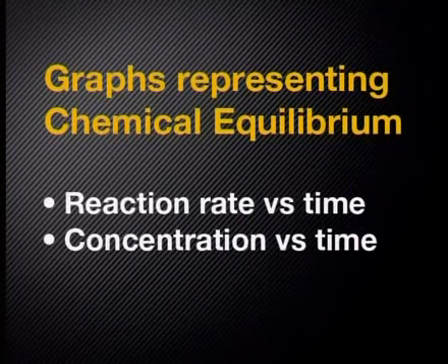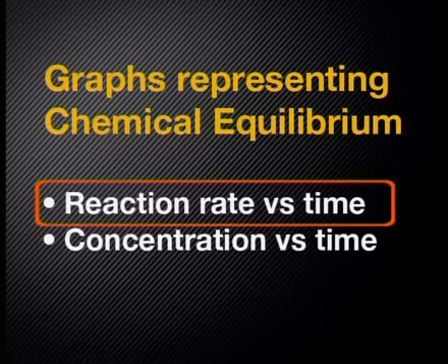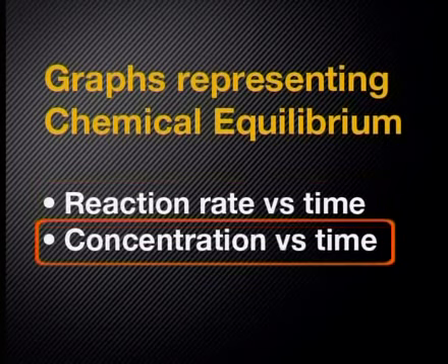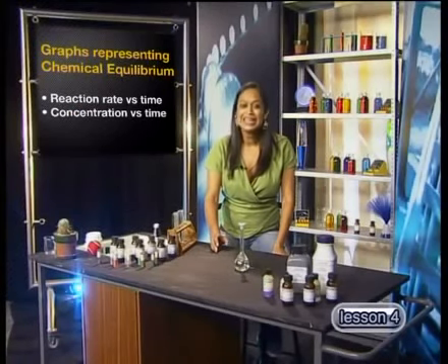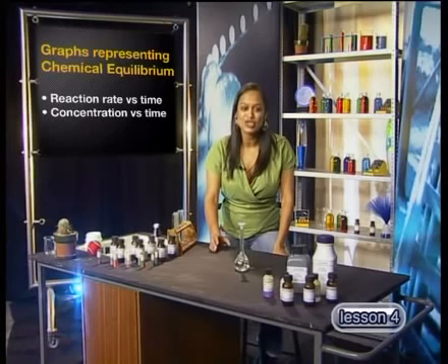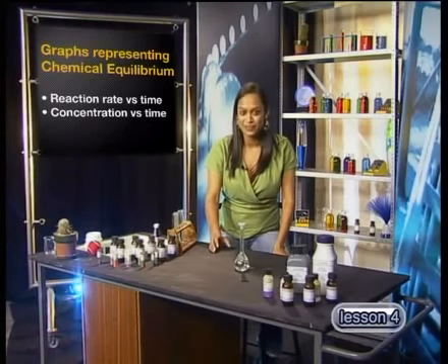Chemists like to represent chemical equilibrium using two different graphs. The first graph is the rate of reaction against time, and the second is the concentration of reactants and products against time. Before we draw the graph together, let's take a look at the microscopic view of a reaction.